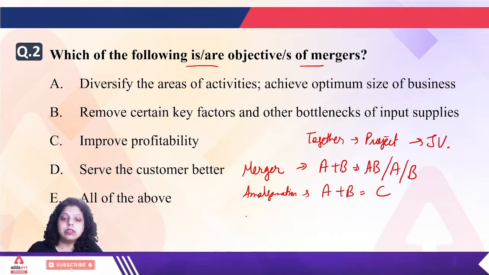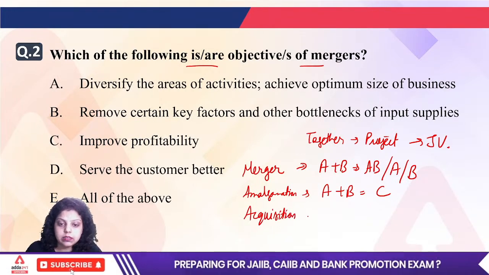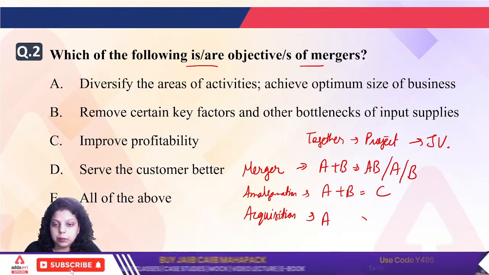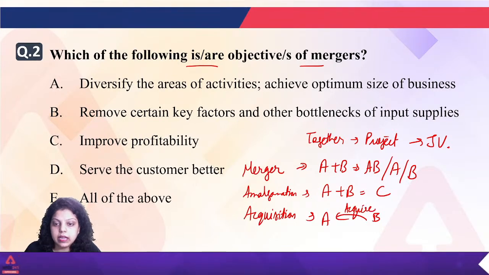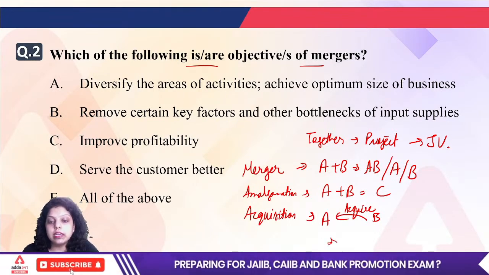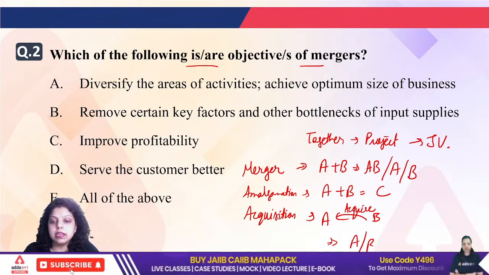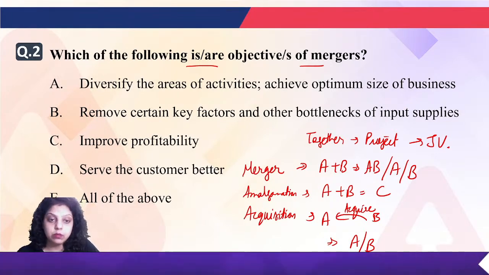Okay, and acquisition is simply when two companies are there and one company acquires the other company, or when one company takes over the other company, that is known as acquisition. And in acquisition, it can depend: the name of A can be there, the name of B can be there, or simultaneously both can have their name after acquisition also.